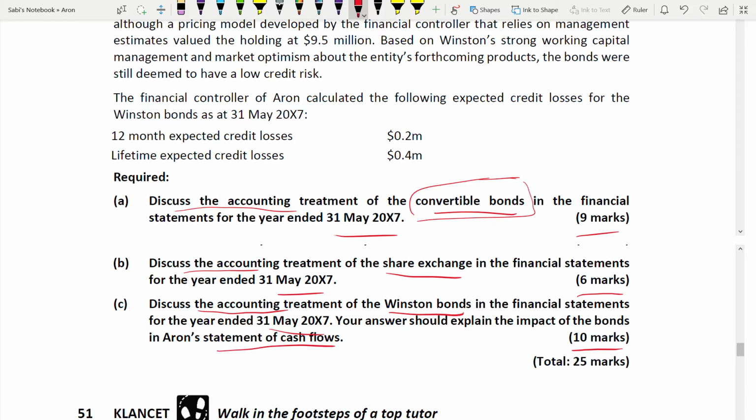Whenever they say financial statements, you have to talk about two statements: the statement of financial position, and the statement of profit or loss and other comprehensive income. Those are the two main things. The statement of cash flow you have to talk about only when they additionally mention it, like in part C. In parts A and B, you don't have to talk about the impact on the statement of cash flow. But part C specifically mentions it, that's why it's additional marks, 10 marks.